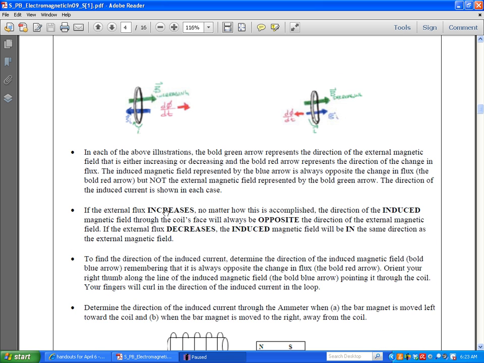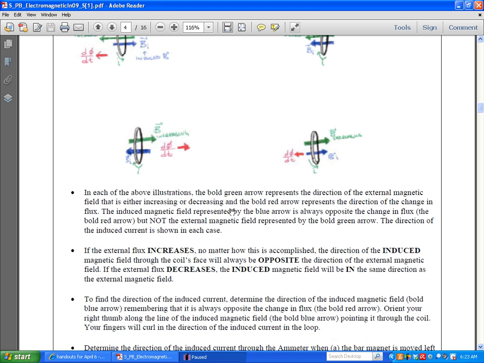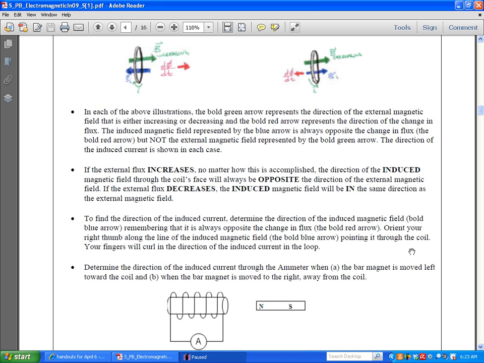But the key is if external flux increases, which it did here and here, it doesn't matter how this is accomplished, the direction of the induced magnetic field through the coil space will always be opposite to the direction of the external magnetic field. If the flux decreases, then the induced magnetic field needs to be in the same direction. And to find the direction of the induced current, determine the direction of the induced magnetic field. Remember that it is always opposite to the change in flux. Orient your right thumb along the line of the induced magnetic field, which is the bold blue arrow, and your fingers are going to curl around in the direction of the induced current.